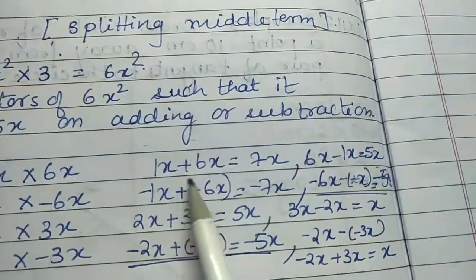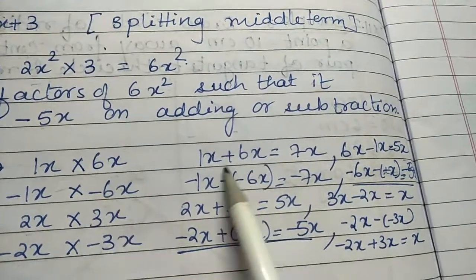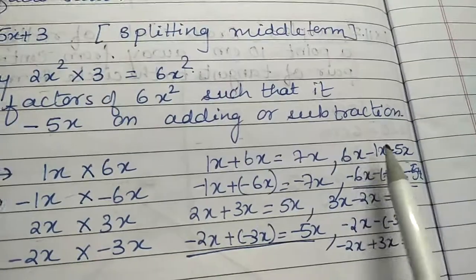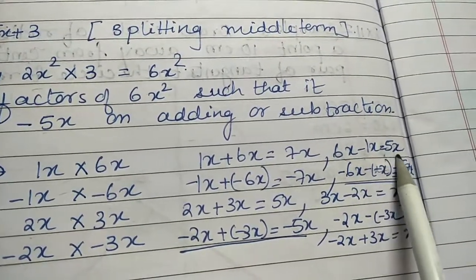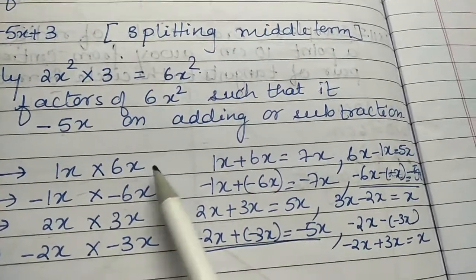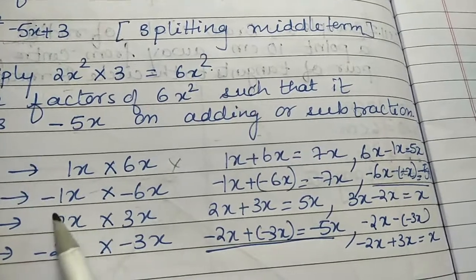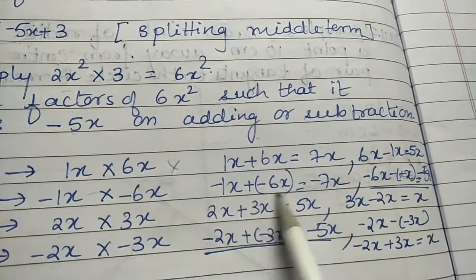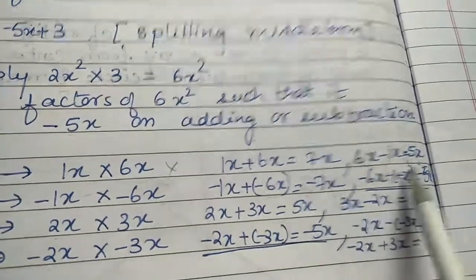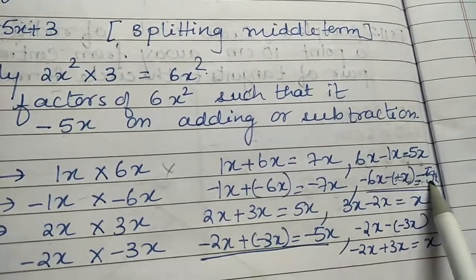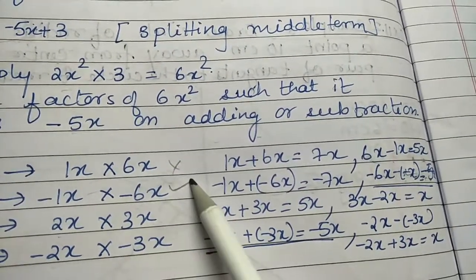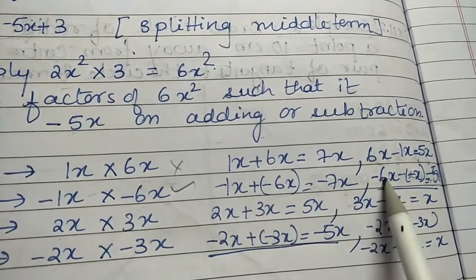Let us see. Suppose I am taking these two. When I add, I get 7x. When I subtract, I get 5x. So I can't take this, this is not possible. Now I take minus x and minus 6x. When I add this, I get minus 7x. When I subtract, I get minus 5x. So I can consider this for subtraction.